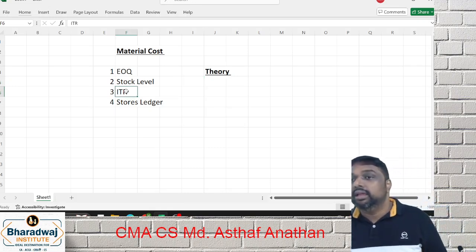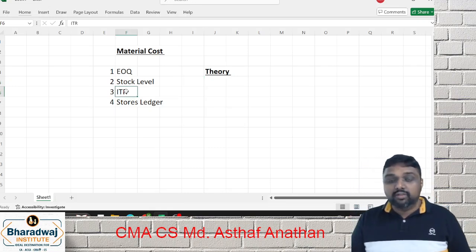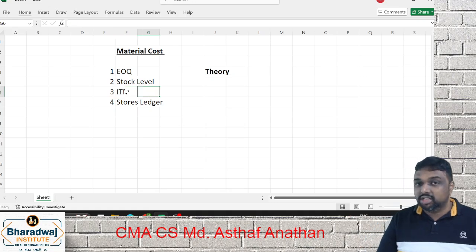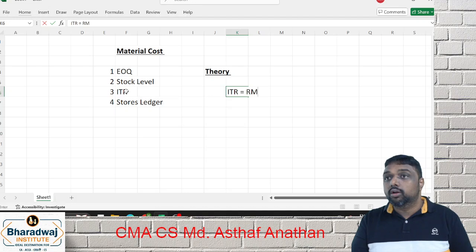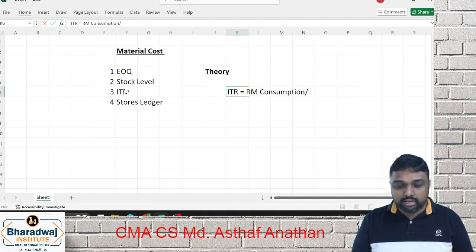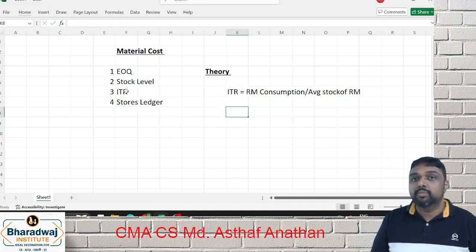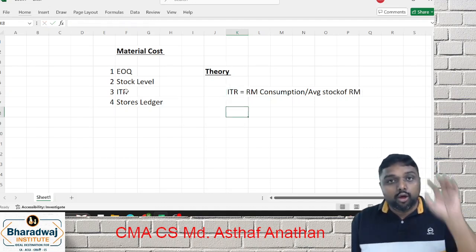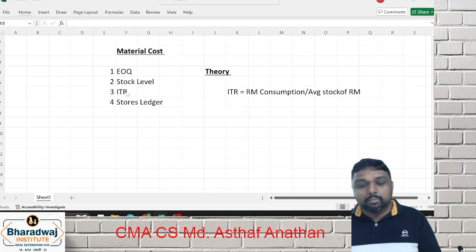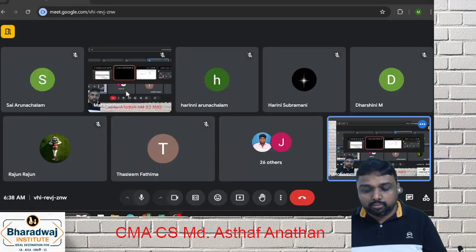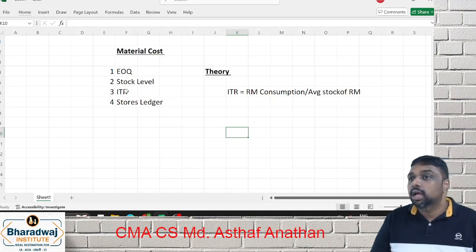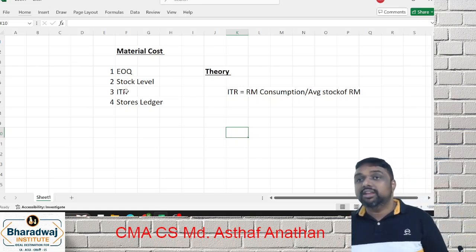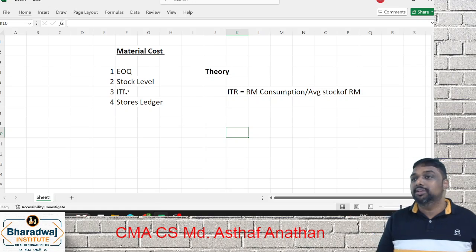Next one is called ITR. What is ITR? Inventory turnover ratio. It is a 2-mark area only. What is the inventory turnover ratio formula? Raw material consumption divided by average stock of raw material. What is consumption? Opening stock plus purchase minus closing stock. Average stock is opening plus closing divided by 2.